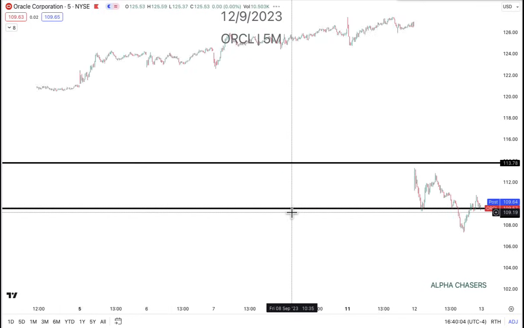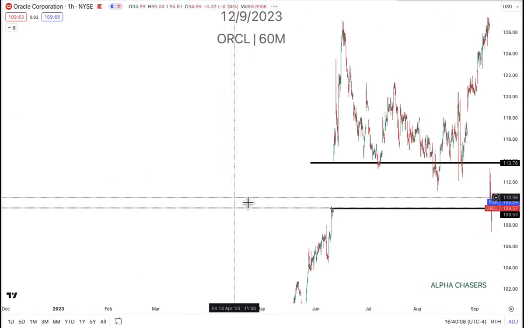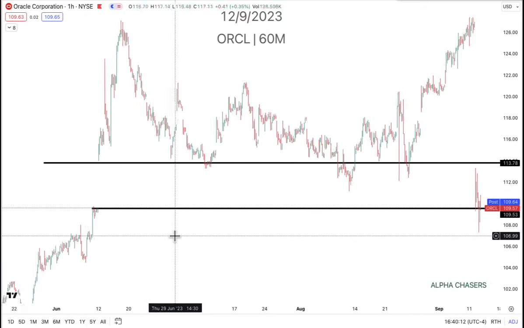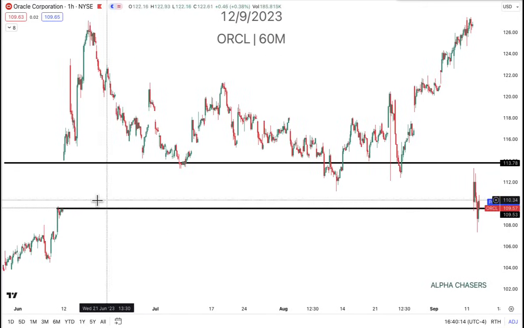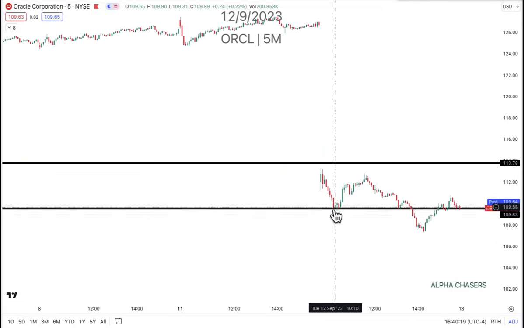And I can't stress this part of it enough. You need to have your levels drawn before you need them. So again, if you want to take something away, when we had that level drawn right there, we knew where the gap fill was. So when we get there, we're not second guessing what to do. We're acting off of what to do.